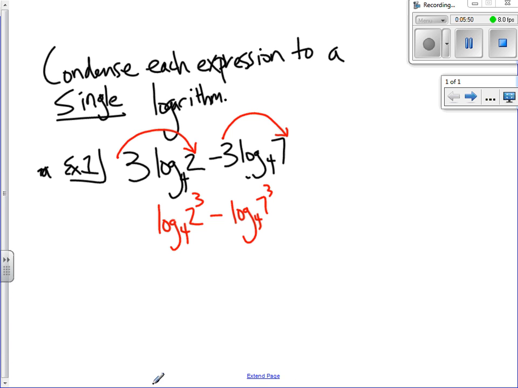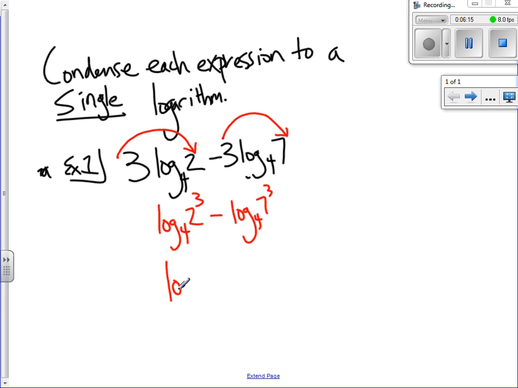So what rule can we apply now? Well, we have a subtraction symbol, so I'm thinking maybe we could use the quotient rule. Product rule would be if this were a plus in between. Quotient rule is going to be if we have a minus. So I'm going to have the log of the first thing over the log of the second thing. But we only need to write the word log once.